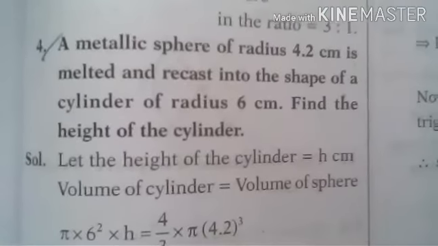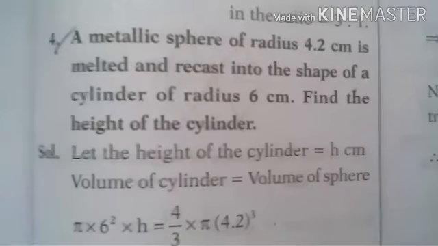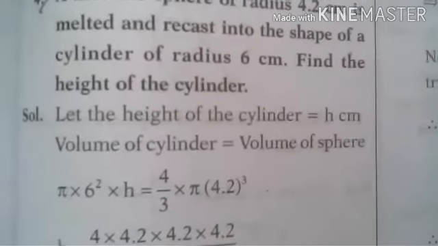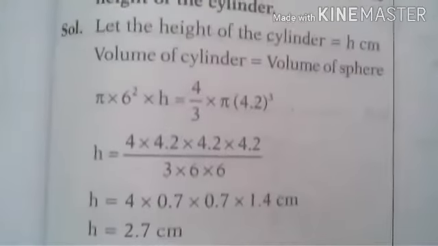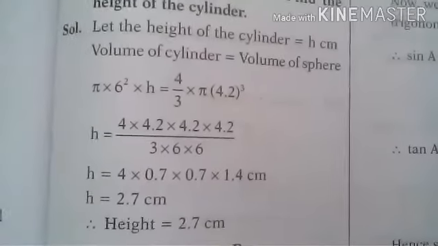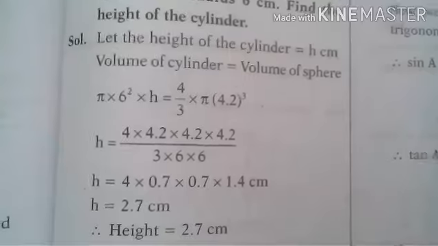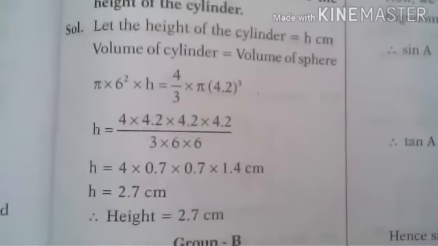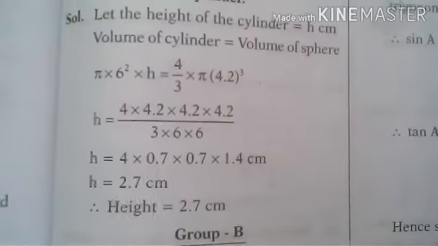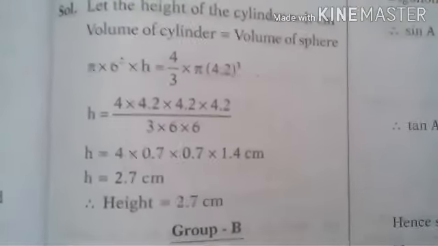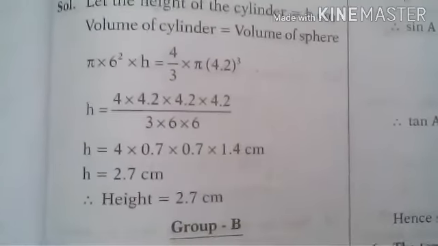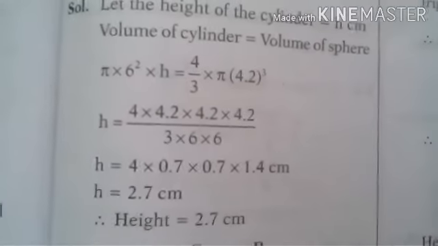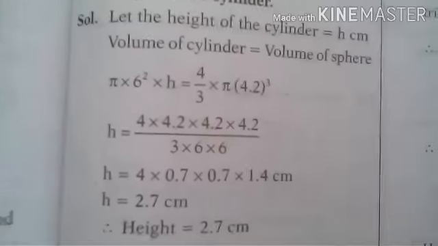Next question, a metallic sphere of radius 4.2 centimeters is melted and recasted into shape of cylinder of radius 6 centimeters. Find the height of the cylinder. So height of the cylinder is equal to h, volume of cylinder is equal to volume of sphere. Pi r square h is equal to 4 by 3 pi r cube. Now substituting the values, we will get height is equal to 2.7.